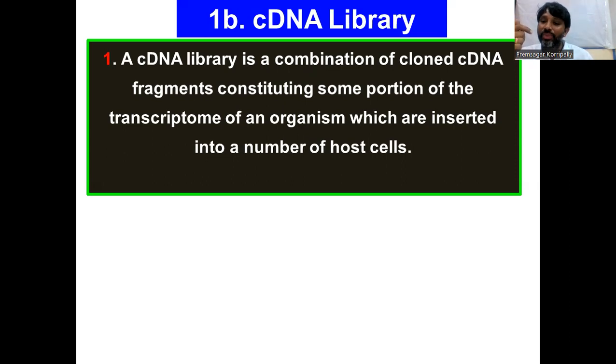mRNA is isolated and converted into cDNA. That cDNA is inserted into a suitable vector, and those vectors are transformed into the E. coli cells. Now these transformants are screened for the presence or absence of the cDNA. Those positive clones which have the cDNA molecules are collectively called a cDNA library.